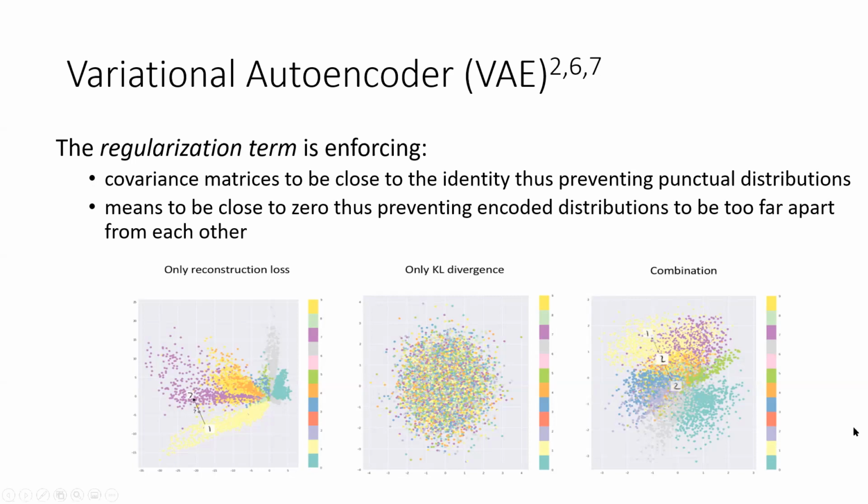So with a combination, it actually creates a space that has both these properties: instances of the same class are together, and the space is continuous, so that if we create a random vector and give it as input to the variational autoencoder, chances are that it will be able to create a meaningful vector of the family of points that it was trained on.